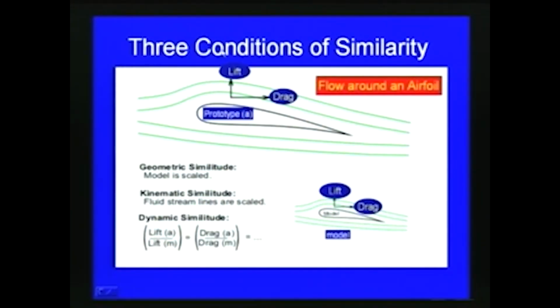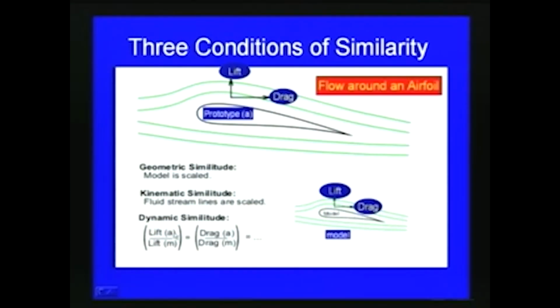And the third one: here you can see the various forces acting, like drag force and lift force. With respect to those also considered, we say that the dynamic similarity is met. So, the lift of the prototype divided by the lift of the model is equal to the drag of the prototype divided by the drag of the model. Like this, we say that dynamic similarity or dynamic similitude is met with respect to the modeling.